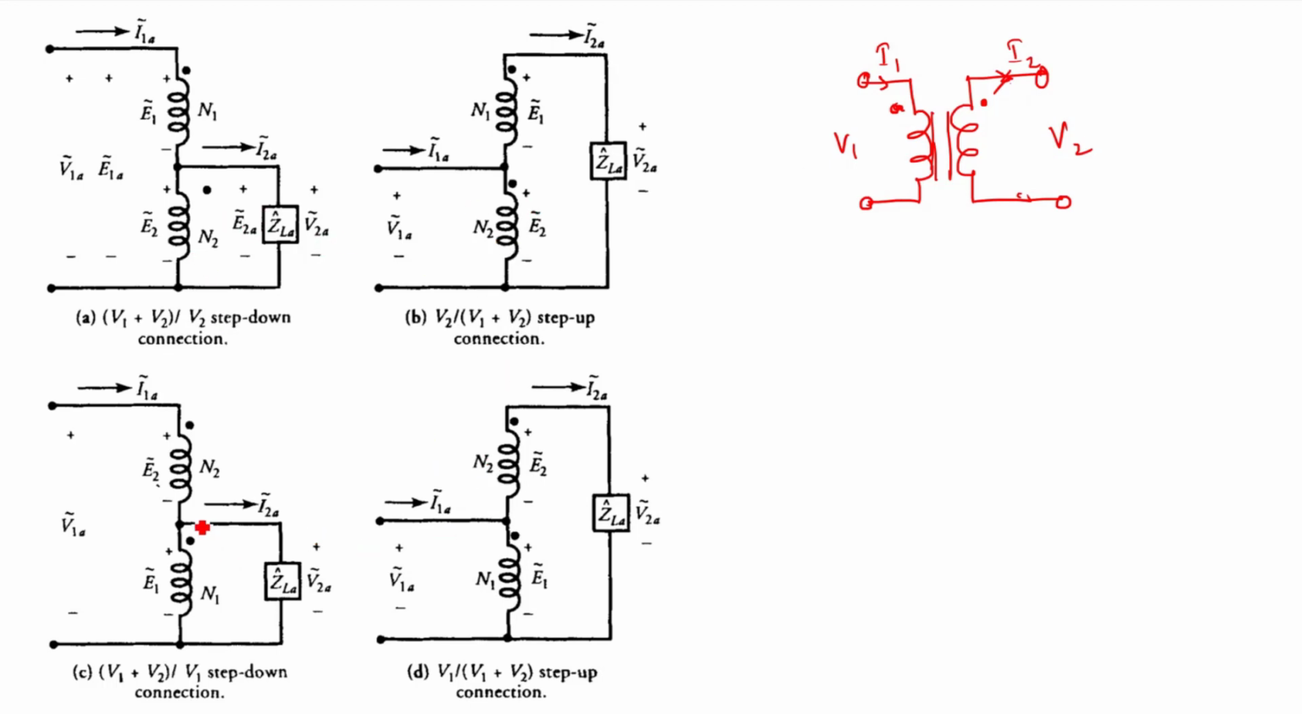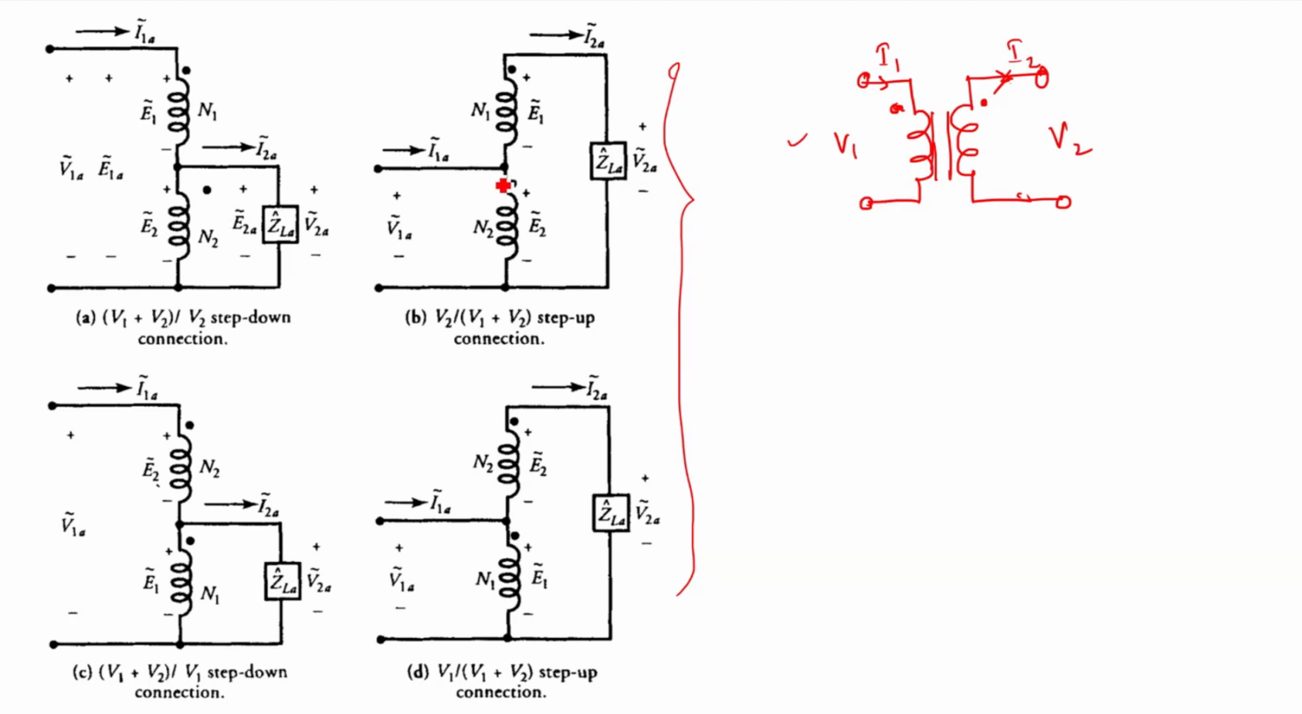Already we discussed this, right? These four configurations are V1 plus V2 by V2 step down connection, V2 by V1 plus V2 step up connection, V1 plus V2 by V1 step down connection, and V1 by V1 plus V2 step up connection. All these four combinations in fact give the increased power output, and with different transformation ratios, right?